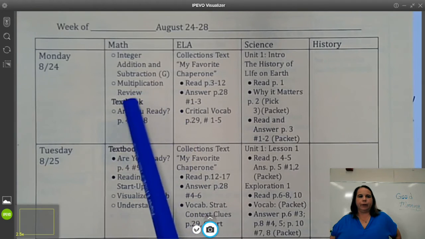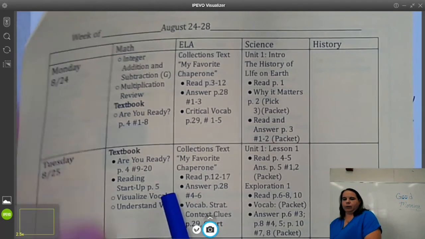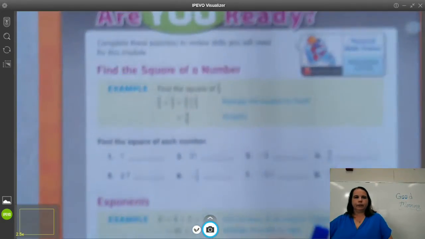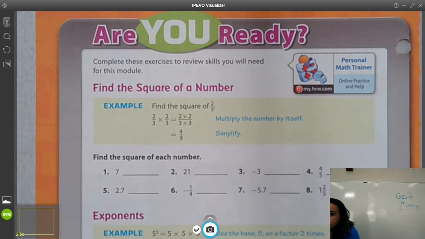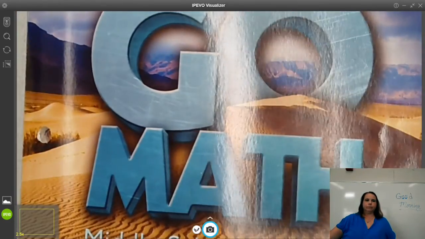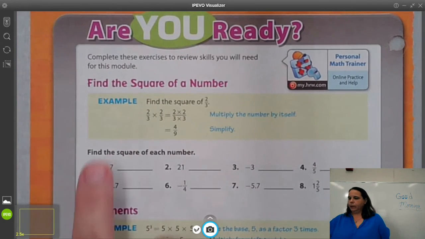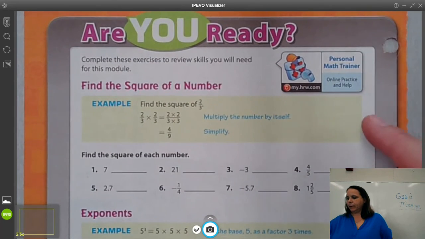And then, are you ready? Page 4, numbers 1 through 8. So let's look at that assignment first. You're going to find that it looks like this, page 4 in your big math textbook. Your math textbook looks like this. All right. So you're only doing 1 through 8 on this today. You'll finish the next part tomorrow.